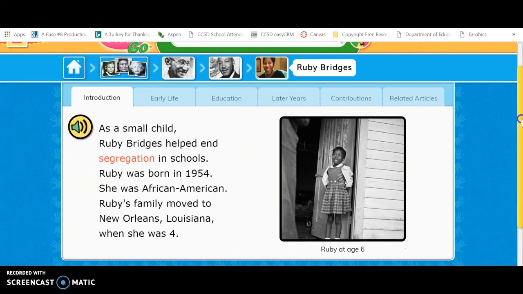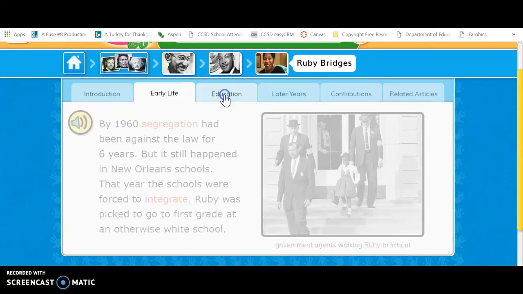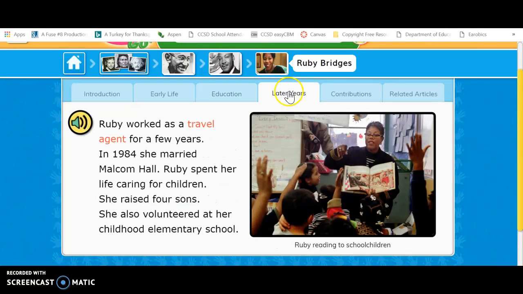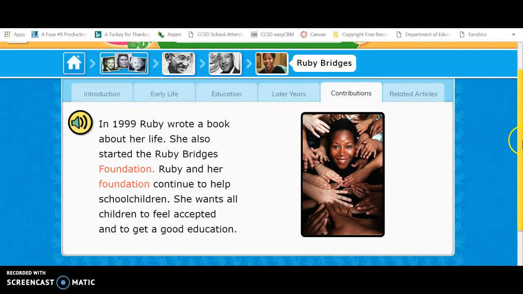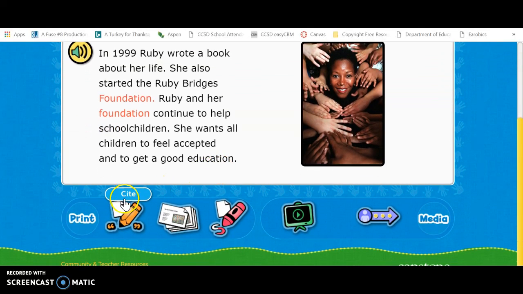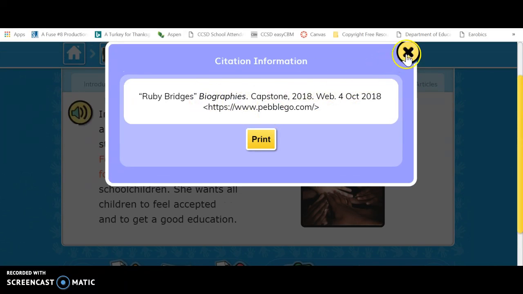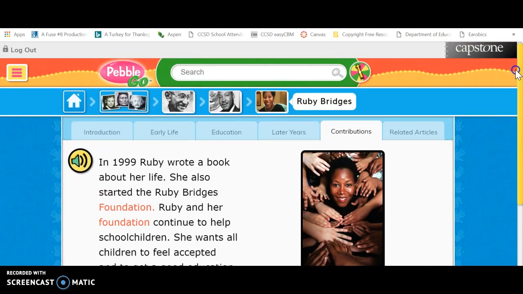Just like we saw with our last person that we were researching, there is an introduction. There is that yellow circle again that can read and highlight the text for you. There are our red words that are our glossary terms. That way, if we don't know what they mean, we can find the definition. There is a tab for her early life. The 3rd tab is about her education. The 4th tab is about her later years. And then the 5th tab is about her contributions. So you will use those tabs to fill in the graphic organizer about Ruby Bridges. And again, remember at the bottom, when you're done doing your research for her, use that orange pencil and click on it to get your citation, because it will be different than what you had for Thurgood Marshall. So get your citation for that information that you extract or that you pull out and find about her.